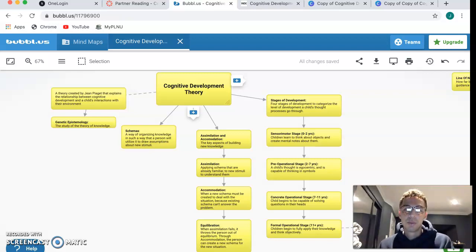Then moving along to the pre-operational stage, which ranges from 2 to 7 years, it discusses how a child's thought is egocentric and that they're capable of thinking in symbols, right? So a child's thoughts being egocentric is essentially just them not really being able to take in the opinions of others and use those opinions to influence their own thoughts.